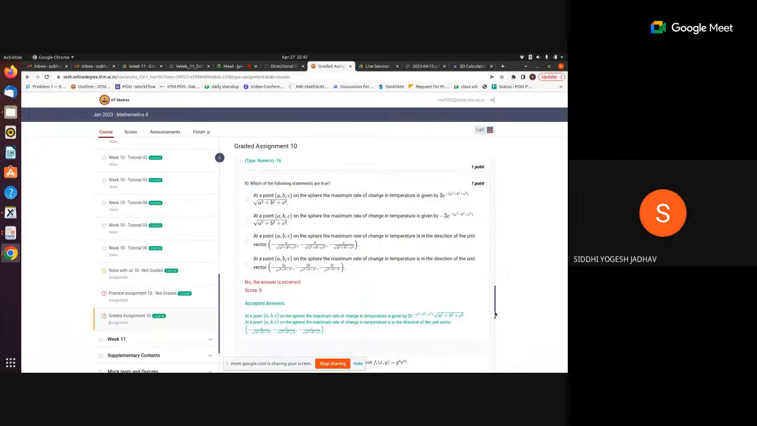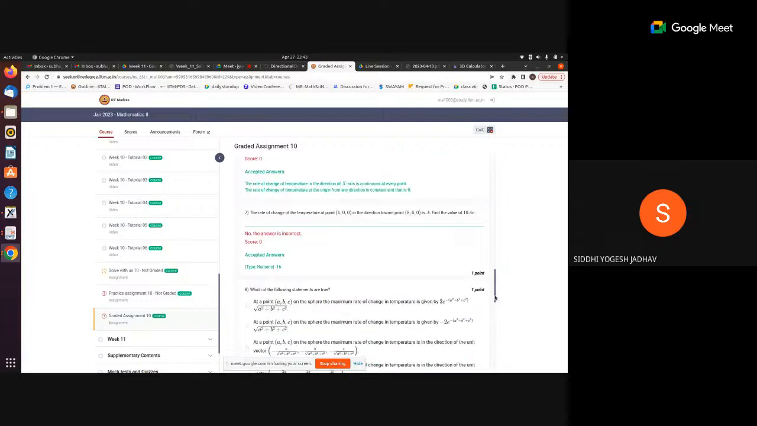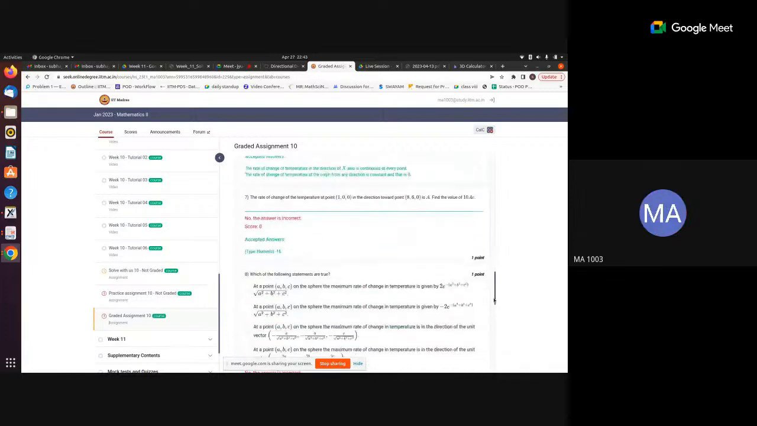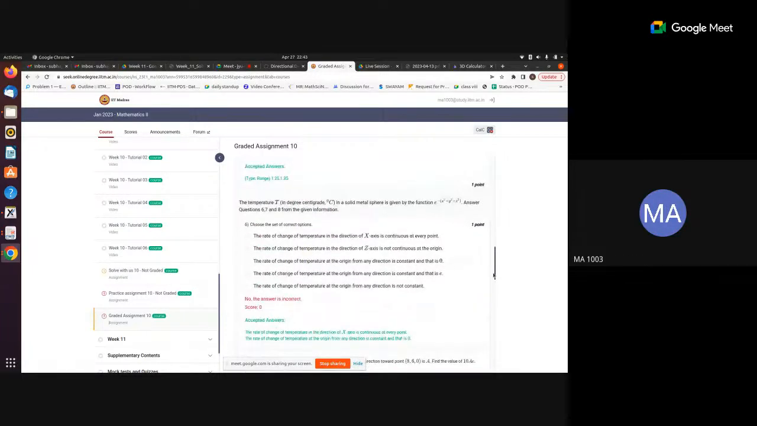In the solution which has been provided for that question, they have taken minus x, minus y, minus z while calculating the maximum rate of change for option number C. Why have those minus values been taken? Let us see what this is. This is some part of a comprehension type of question, right? Yes, sir.